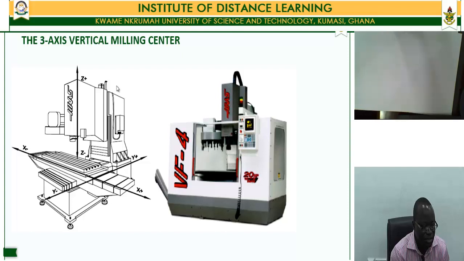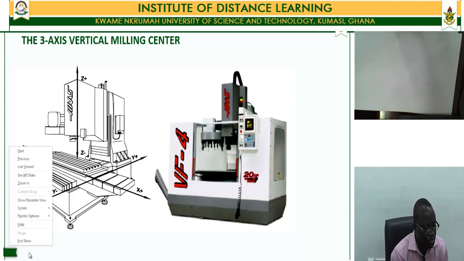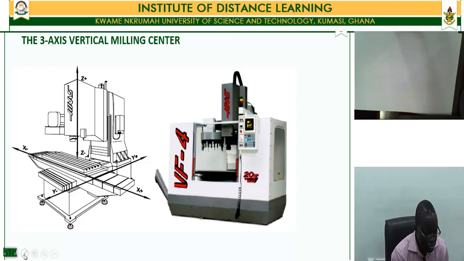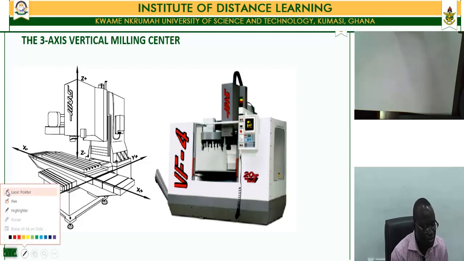Okay, so if you take a typical 3-axis CNC mill, this is a Haas CNC mill. Haas is a very popular manufacturer of CNC mills, and they manufacture all various forms of CNC machines. So this is a Haas CNC mill, the VF4. Now, we'll use this as a demonstration to show the axes of the CNC mill.